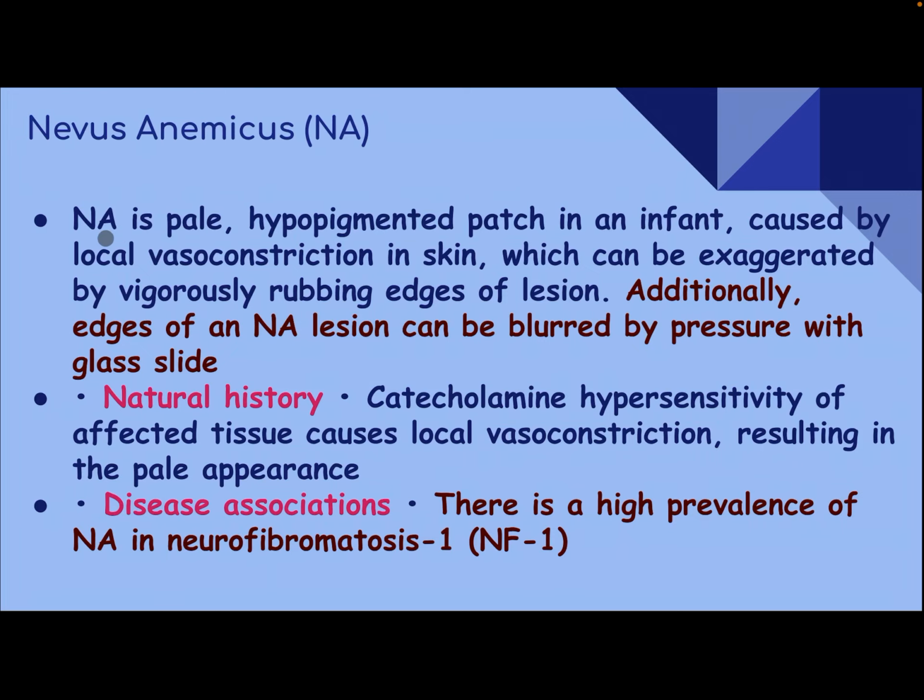Nevus anemicus is a pale hypopigmented patch in an infant caused by local vasoconstriction in the skin, which can be exaggerated by vigorous rubbing of the edge of the lesion. Additionally, the edge of a nevus anemicus can be blurred by pressure with a glass slide. Natural history: catecholamine hypersensitivity of the affected tissue causes local vasoconstriction, resulting in the pale appearance. Disease association: high prevalence of nevus anemicus in neurofibromatosis type 1.